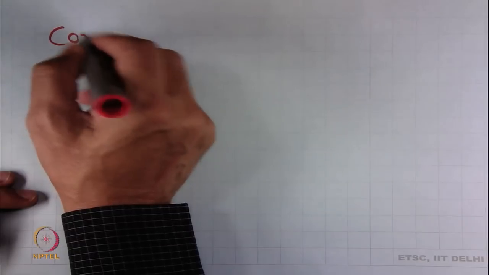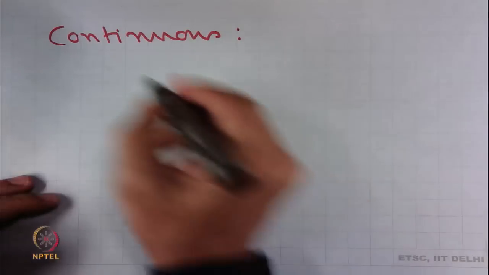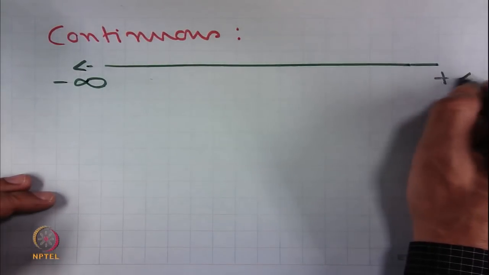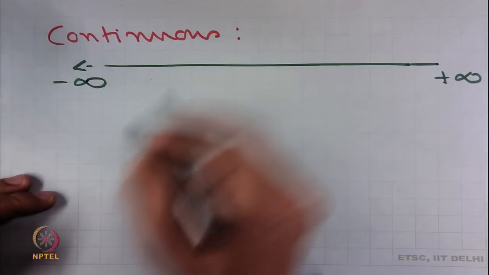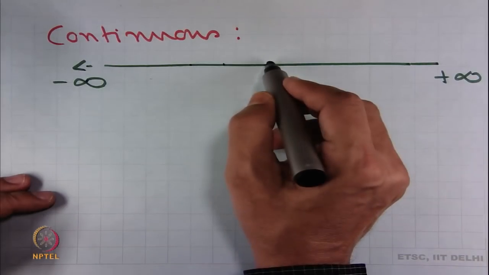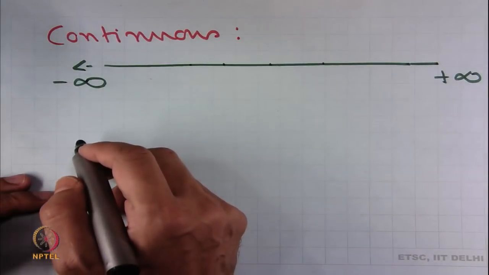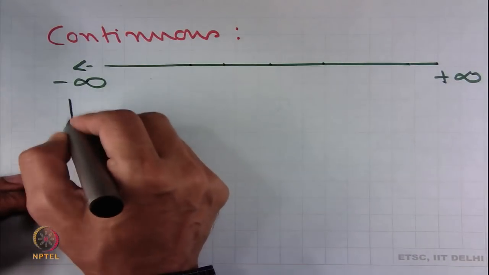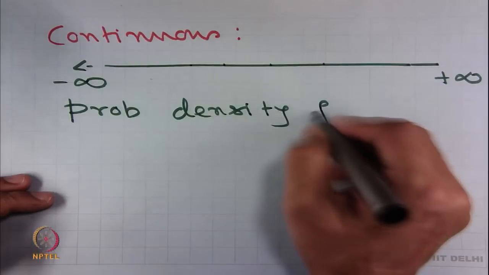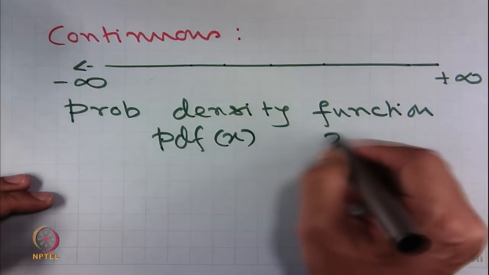Continuous random variable: we assume that it is spread over the entire real line, minus infinity to plus infinity. And therefore, it does not make sense to assign a value to each one of them, because the total probability has to be 1. So, in this case, we talk about the probability density function. In short, PDF of x, x belonging to R.